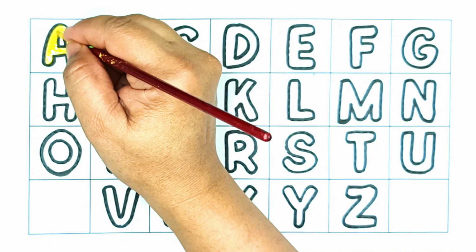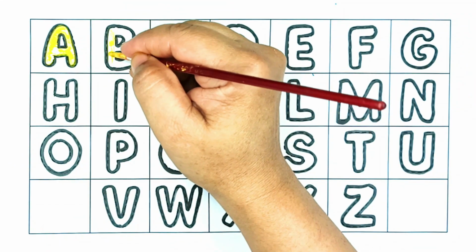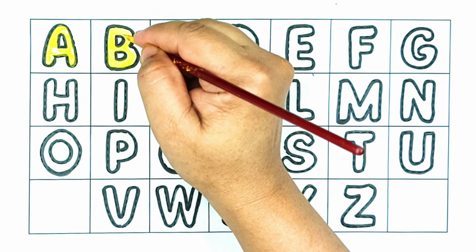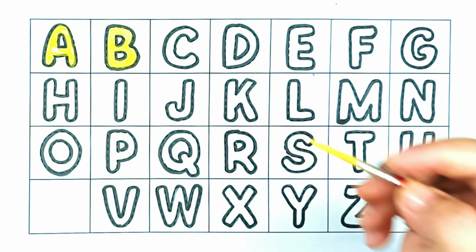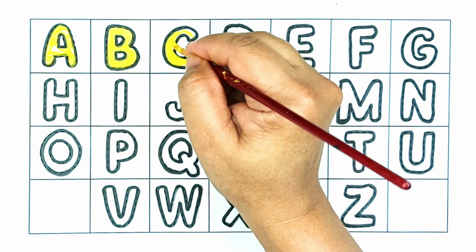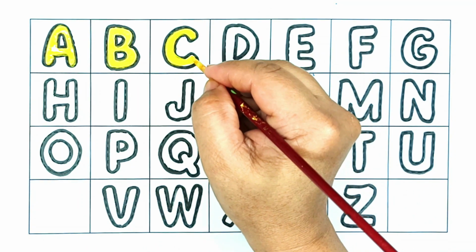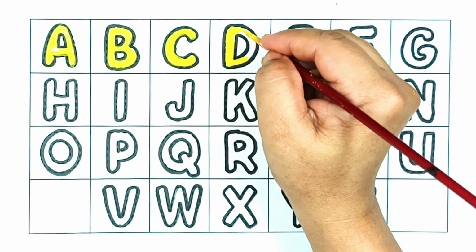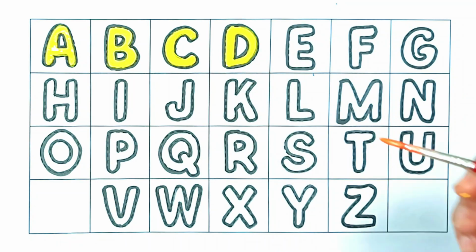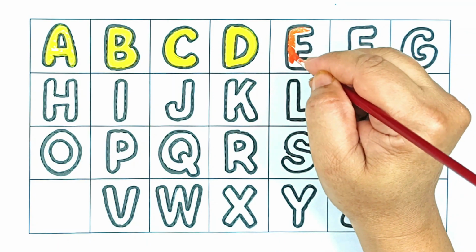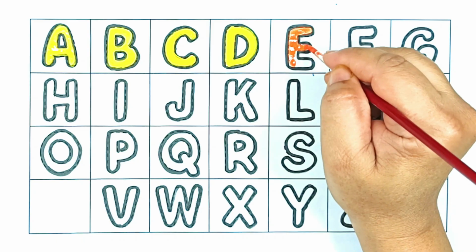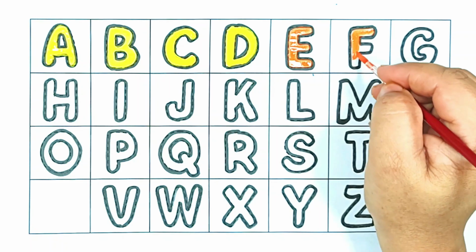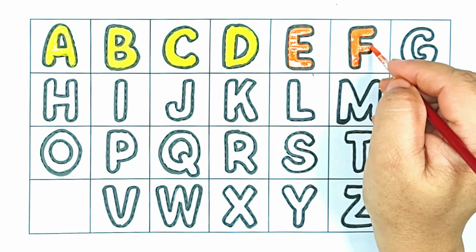A for apple, A for apple. B for ball, B for ball. C for cat, C for cat. D for doll, D for doll. E for egg, E for egg. F for frog, F for frog.